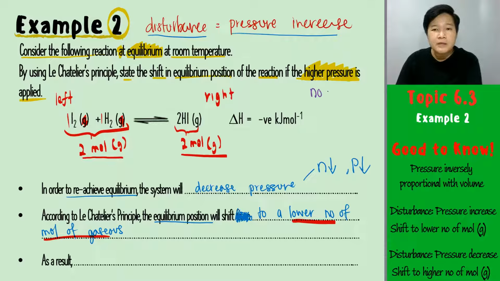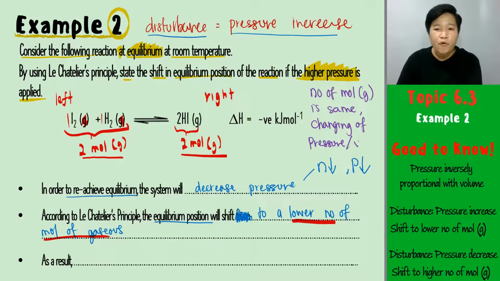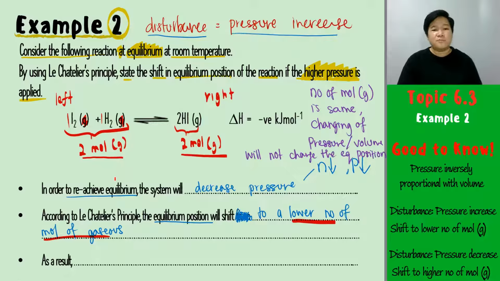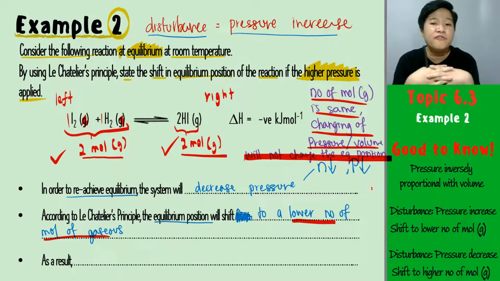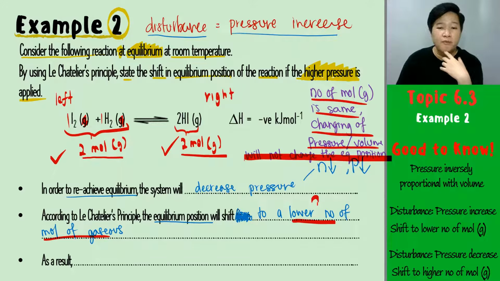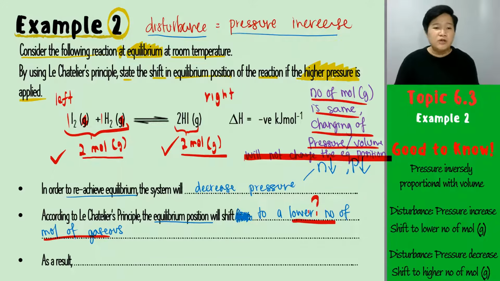Simple. If the number of moles of gases is the same on the left and on the right, changing of pressure or volume will not change the equilibrium position. So, please remember, when the number of moles of the gases is the same on the left and on the right, the changing of pressure or volume as a disturbance will not change the equilibrium position. The equilibrium position of the system cannot change because both of them have the same number of moles of gas. There is no one having a lower number of moles of gas. So, the changing of pressure will not affect the equilibrium position. It will not affect the system.